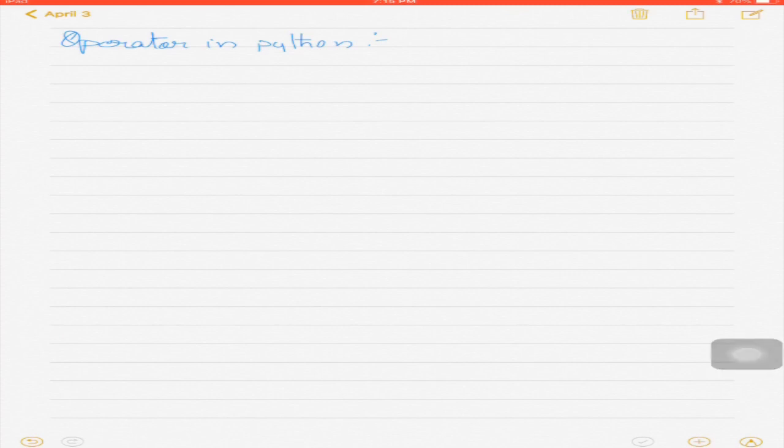So hello everyone, in our continuation of the basics of Python, as you remember we were discussing tokens. We discussed keywords and identifiers. Now today we are going to discuss operators.